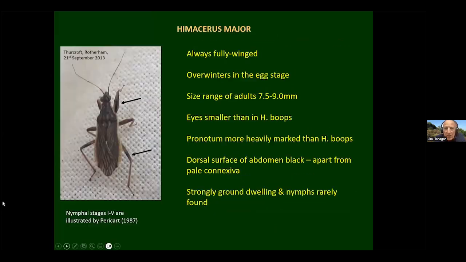The next is Himacerus major. This is the one that's always fully winged, and it's quite a robust looking damsel bug, and is very strongly ground dwelling. I've not often recognized nymphs when I've been searching for this, and it overwinters in the egg stage, and I'm always pleased to find it.